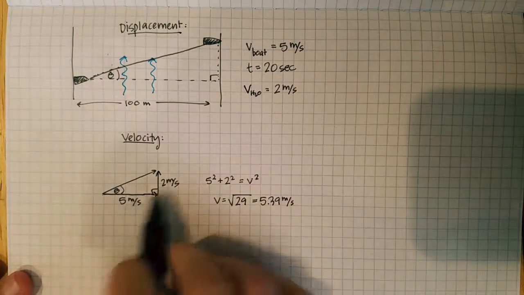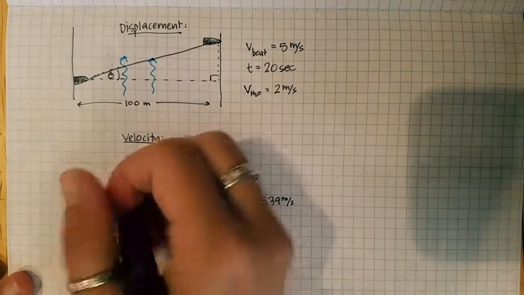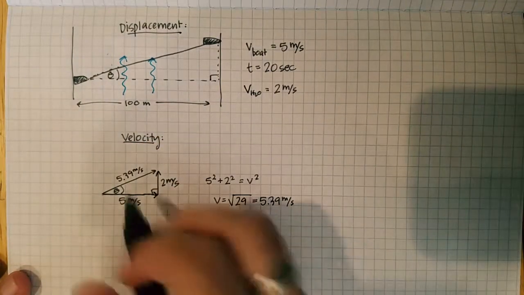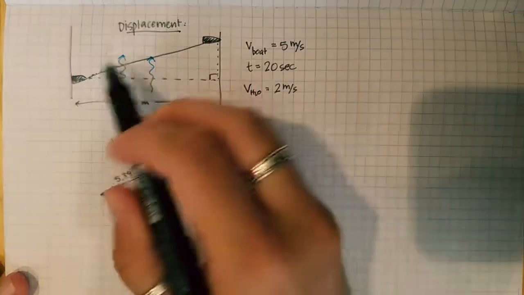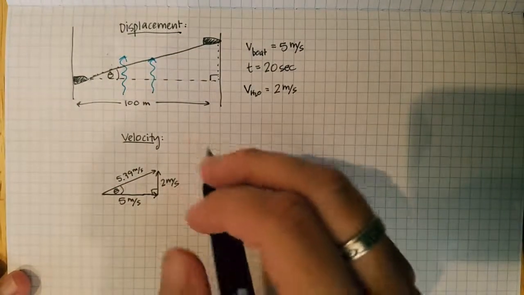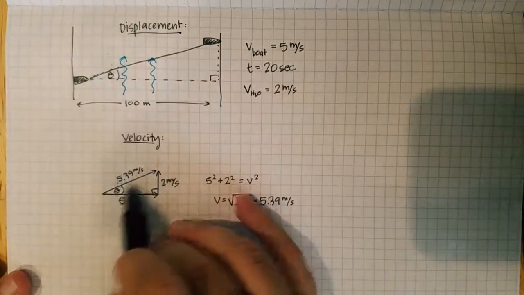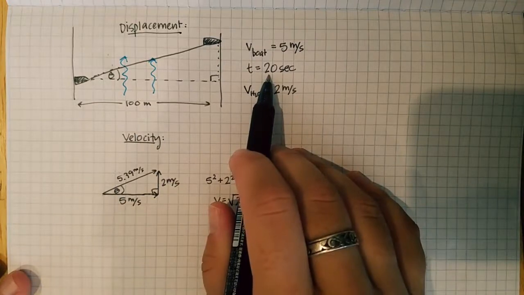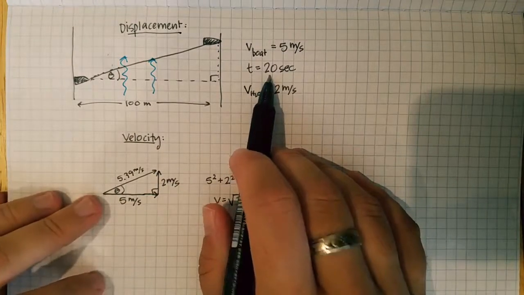And he doesn't move 5 or 2 meters per second or 7, he actually moves 5.39 meters per second. So if he actually goes this velocity and he's going this further displacement, if he's going much faster than he was before, maybe he actually makes it in less than 20 seconds. So let's see. How can we figure this out?